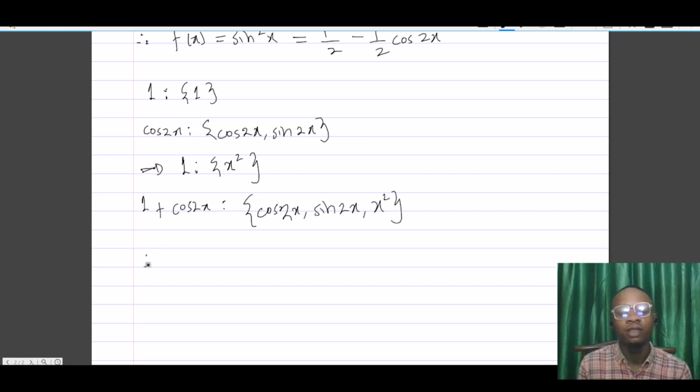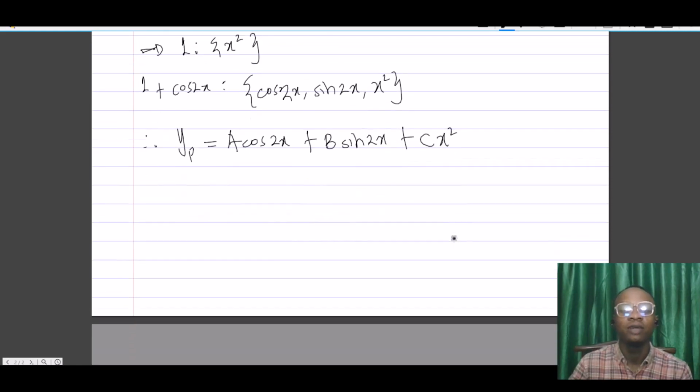So therefore, our form of the particular solution should be a cos 2x plus b sine 2x, plus c multiplying x squared. So we will now go ahead and use this to evaluate. So this, when differentiated, is going to be derivative of cos 2x, that's minus 2 sine 2x, so that's going to be minus 2a sine 2x. Derivative of sine 2x is 2 cos 2x, so this is going to be plus 2b cos 2x. And derivative of cx squared, that is 2cx.